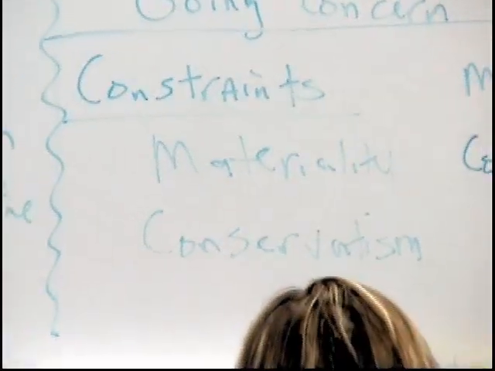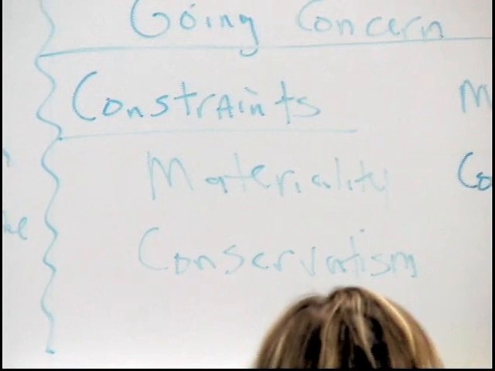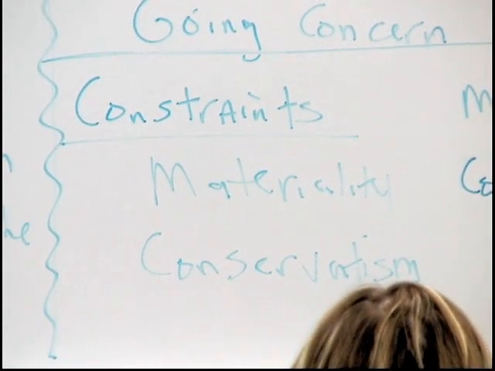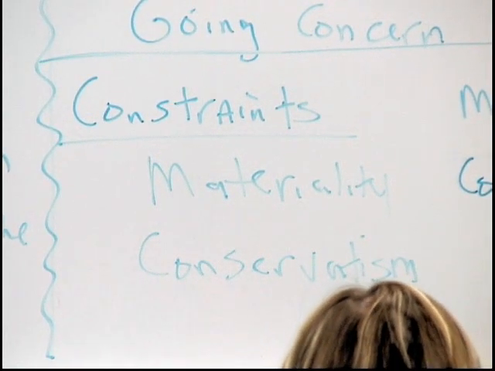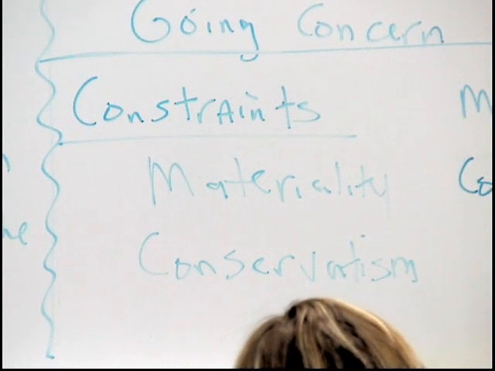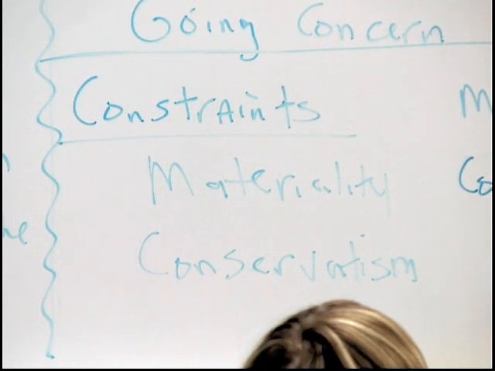Given two alternatives, pick the least favorable outcome. Yes. If you could overstate your assets or understate them, be realistic. Don't show inventory you can't sell. Don't show receivables you can't collect. Because then you're misleading the readers.